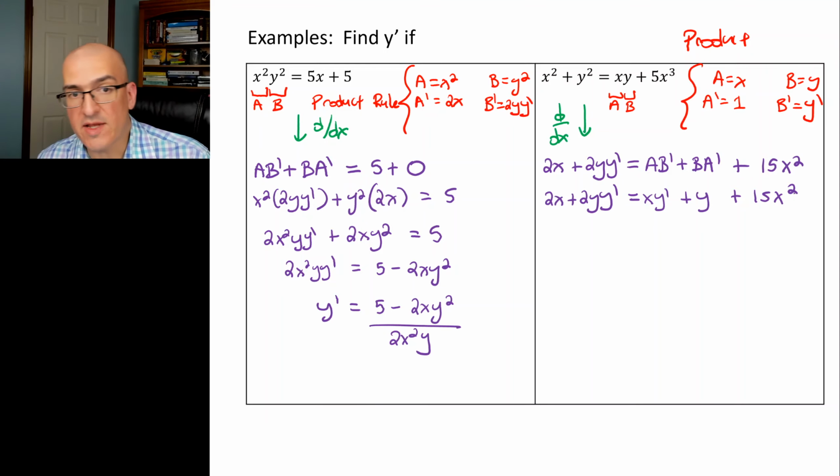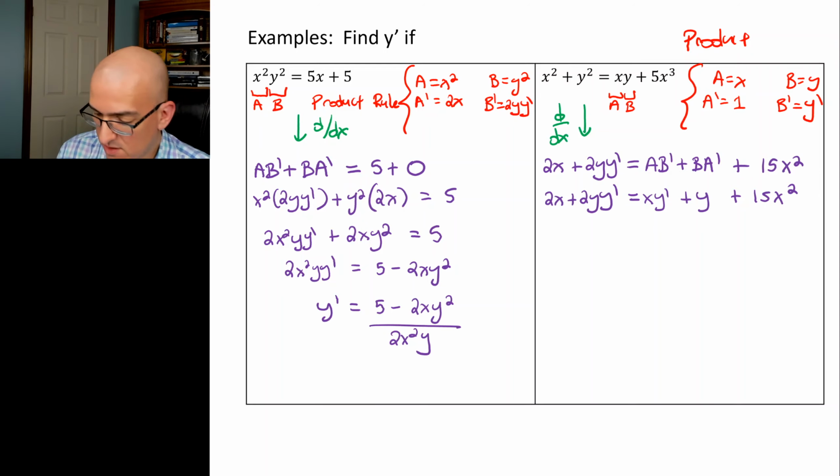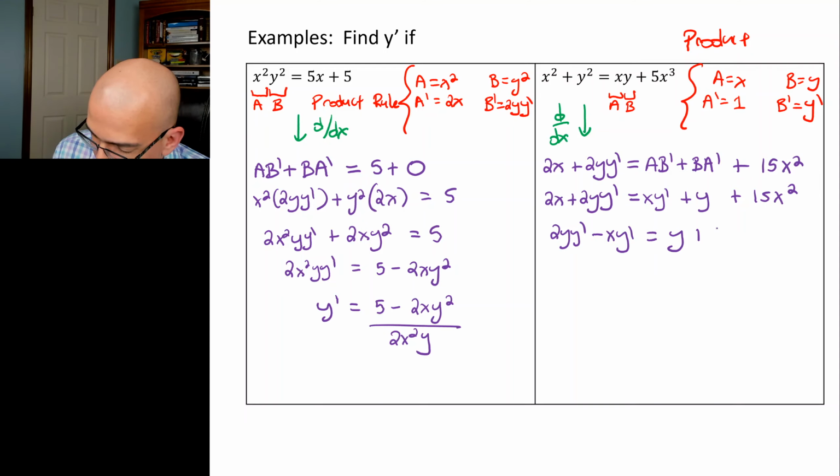All right, and we're not done yet. We have to do all the rearranging. I'm going to subtract xy prime from both sides to move it over to the left where its y prime brother is, or sister, or cousin. And then the 2x, it doesn't contain y prime, it's got to go over to the right. So 2y y prime minus xy prime equals y plus 15x squared minus 2x.